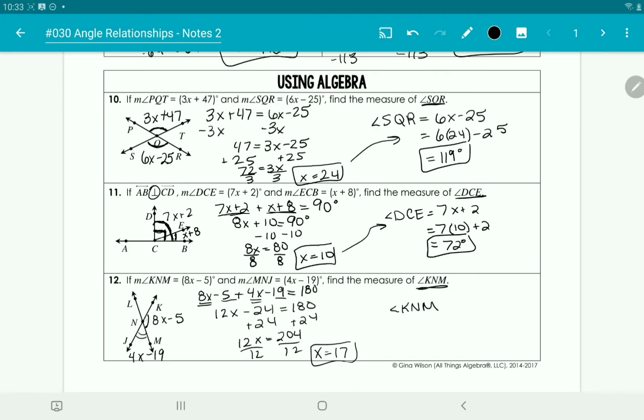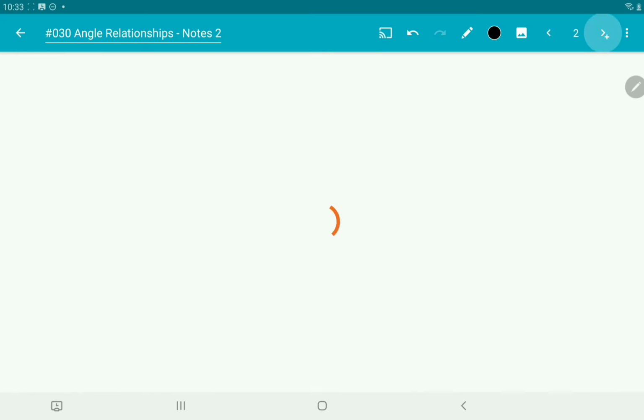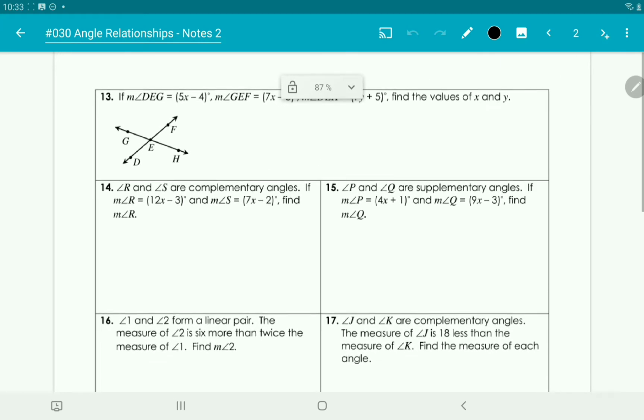Okay, so KNM is this angle right here. We've got that written as 8x minus 5. And then we can replace that x with 17 because we decided that that's what x is. And if we type that in a calculator, we'll get 131 degrees. So let's go to the next page.